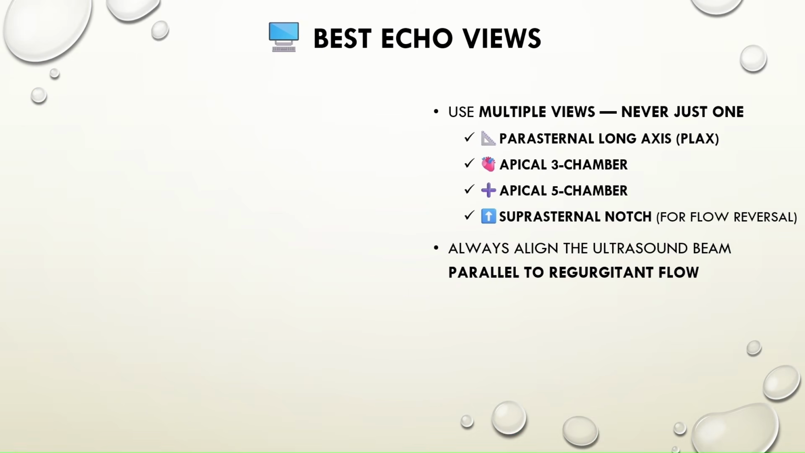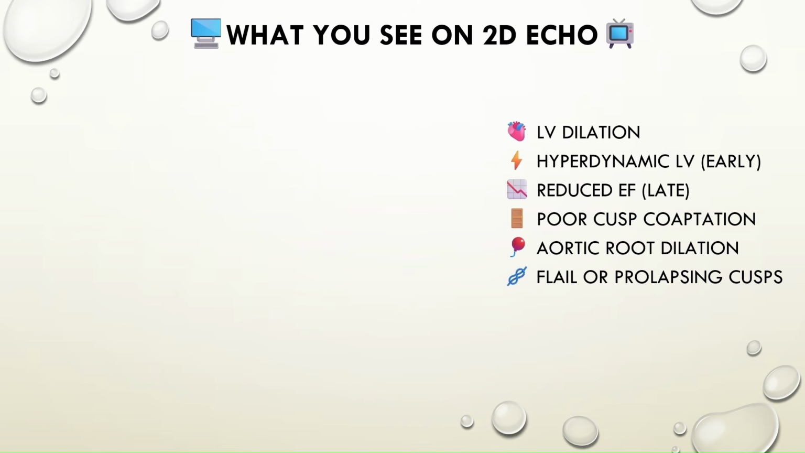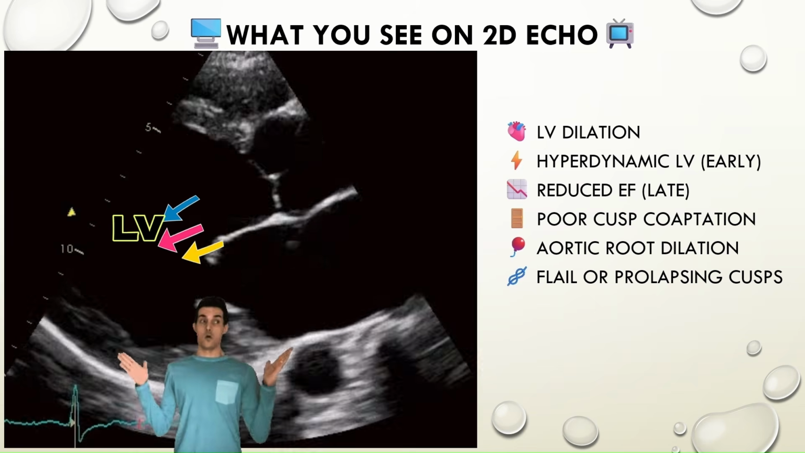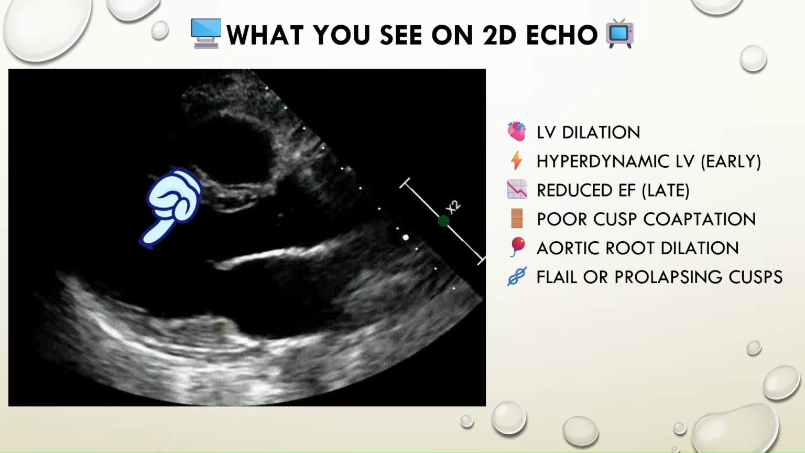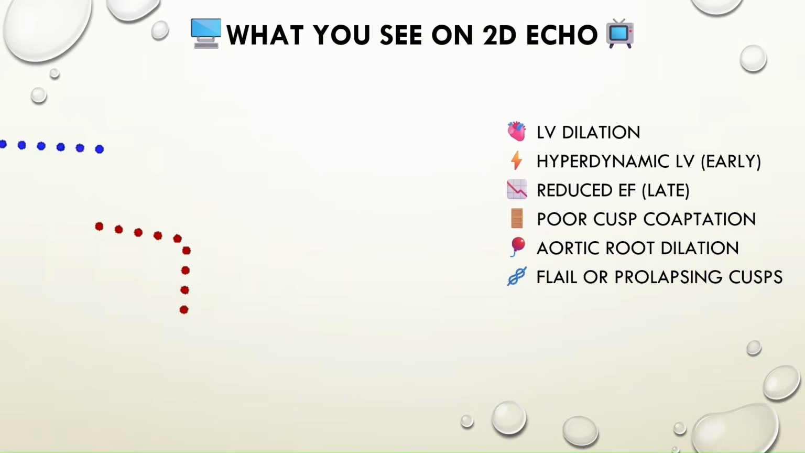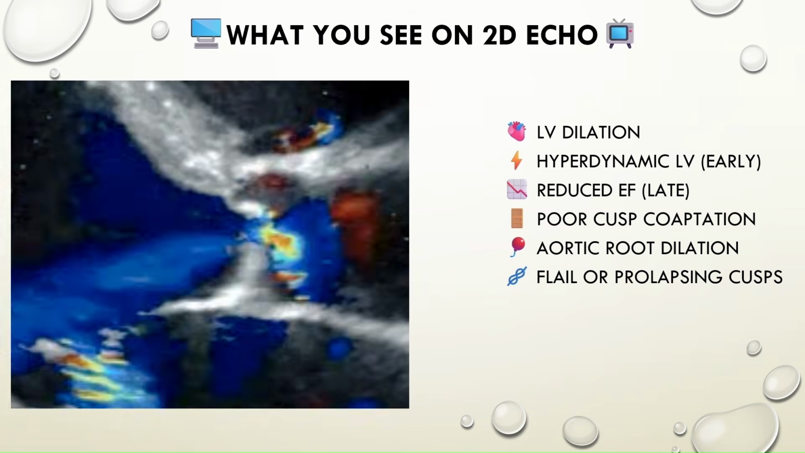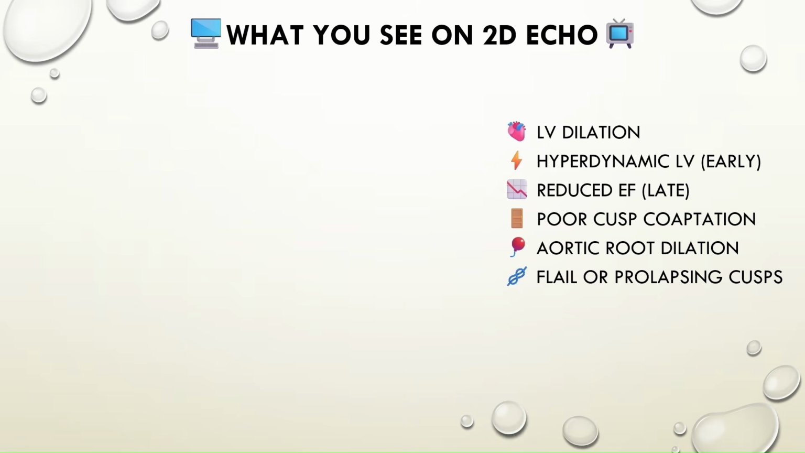Now let's talk about what you'll actually see on a 2D echo. On echo, aortic regurgitation causes the left ventricle to enlarge. Early on, the LV looks hyperdynamic, but over time, the pumping function can drop. You'll usually see poor aortic valve closure, a dilated aortic root, and in some cases, flail or prolapsing valve cusps.